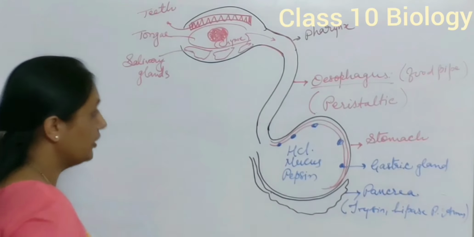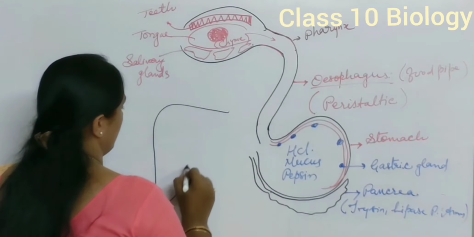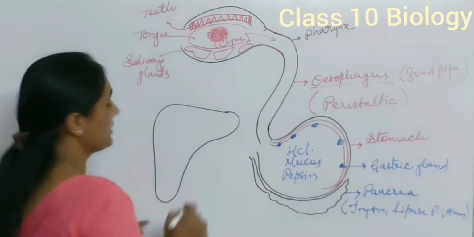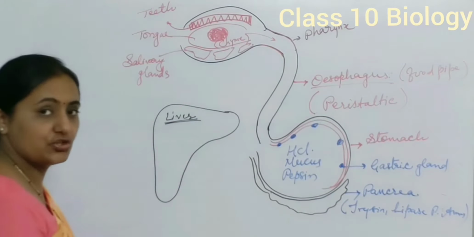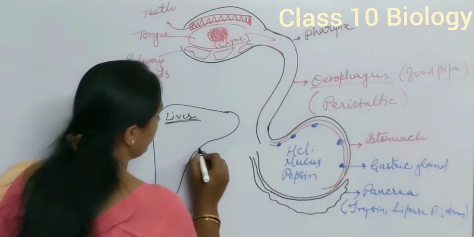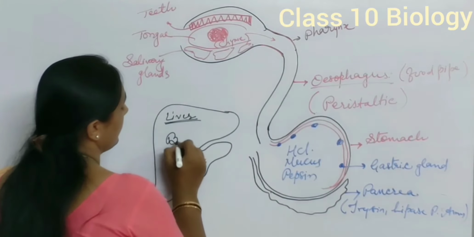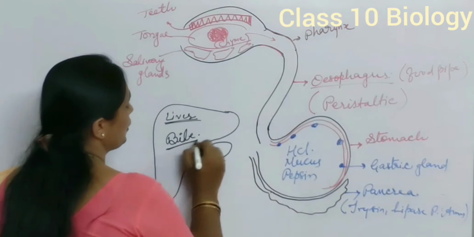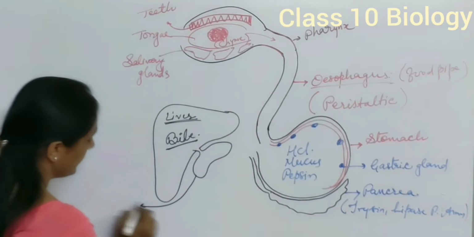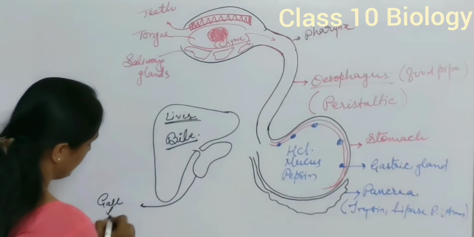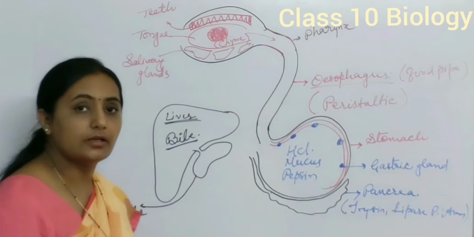The largest gland of the body is the liver. The liver is not directly an organ of the digestive system, but plays a vital role in the process of digestion, because the liver secretes bile. Bile is composed of bile salt and bile pigment, and below the liver the gallbladder is there. Whatever bile is secreted by the liver is stored in the gallbladder.